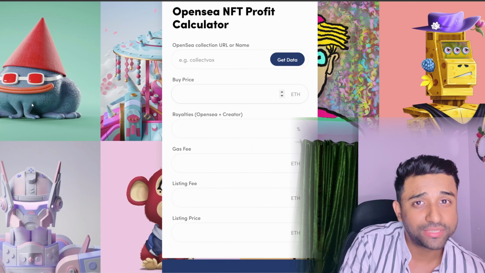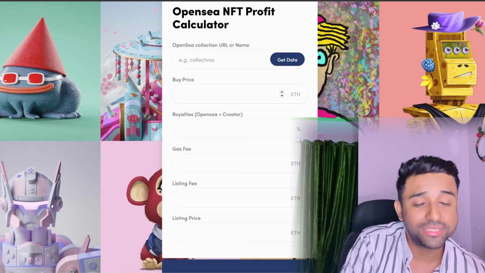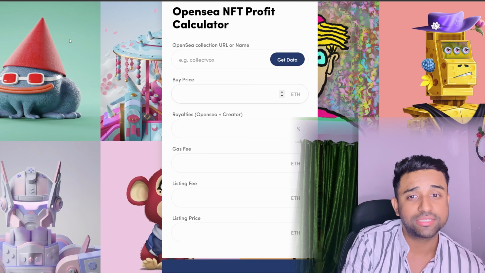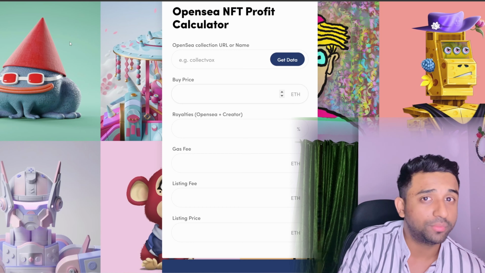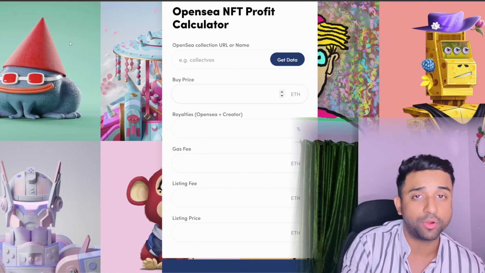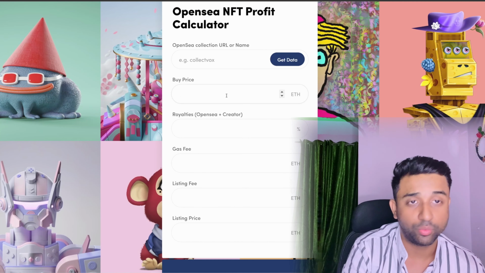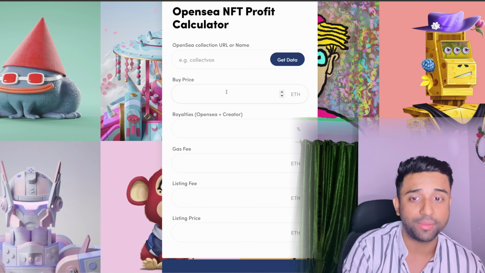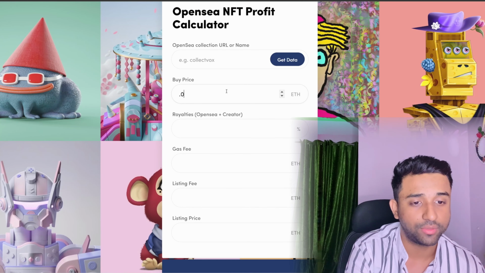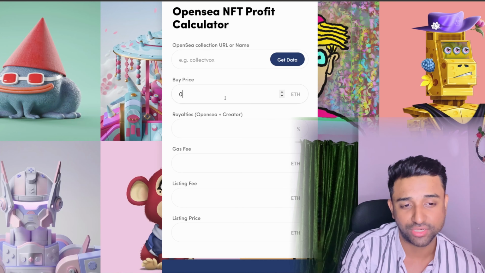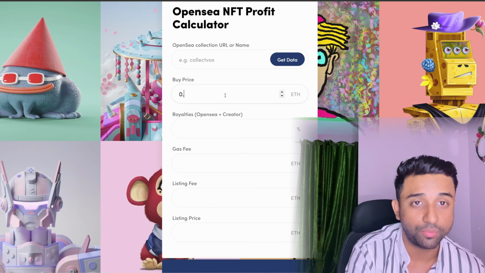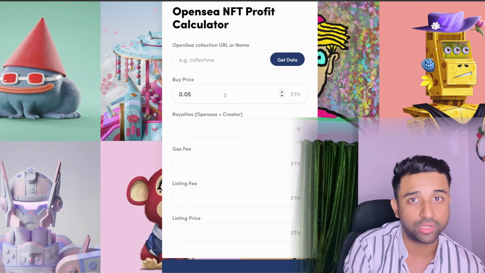The first website that I'm going to talk about is the OpenSea NFT Calculator. This is a calculator that you can use to calculate at what amount you will be in profit. In this you will need to type the buy price. So let's say you minted an NFT at 0.05. It is important you do not write it without the leading zero, because it does not work. You need to write it as 0.05. A 0 should come first.